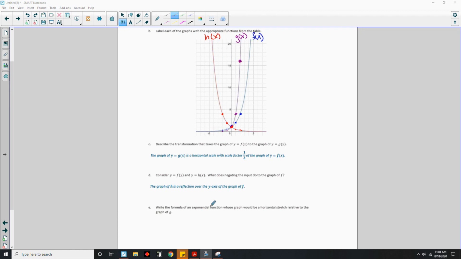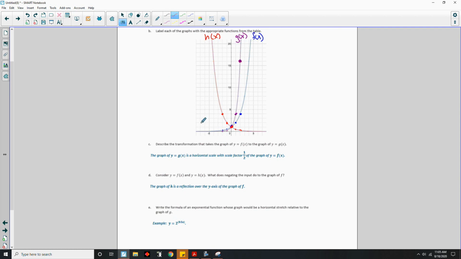E, write the formula of an exponential function whose graph would be a horizontal stretch relative to the graph of g. Okay, a horizontal stretch. Okay, answers will vary here. There are many different possible outcomes, but here's one of them. We could say y equals 2 to the power of 0.5x.